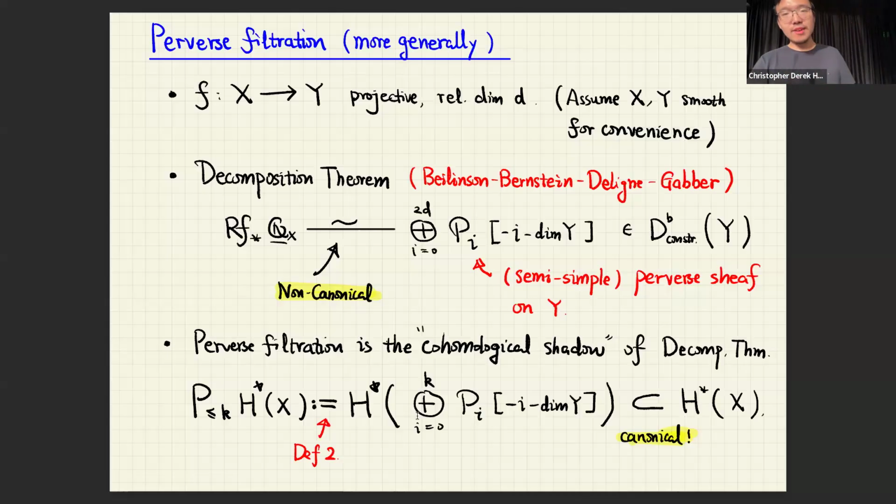And the decomposition theorem of Beilinson, Bernstein, Deligne and Gabber tells us that if you push forward the constant sheaf upstairs, it splits into some building blocks downstairs in the derived category of constructible sheaves, which are semi-simple perverse sheaves. I will not define what a semi-simple perverse sheaf is, but you can think of this as a generalization of the degeneracy of the Leray spectral sequence for smooth maps. But this decomposition is not canonical.